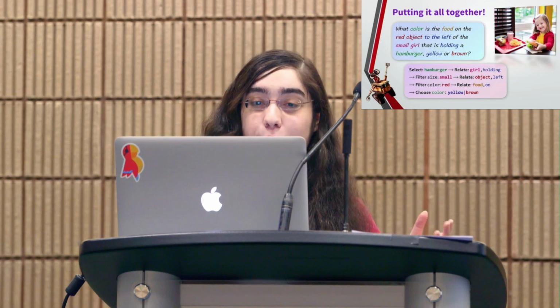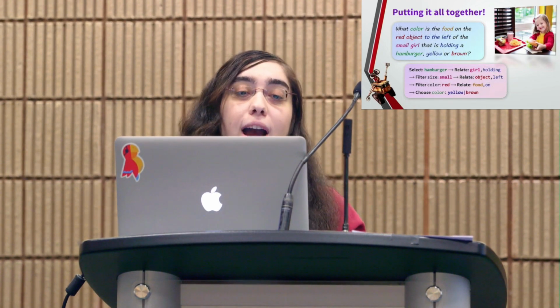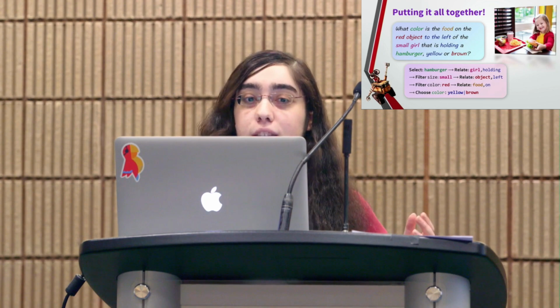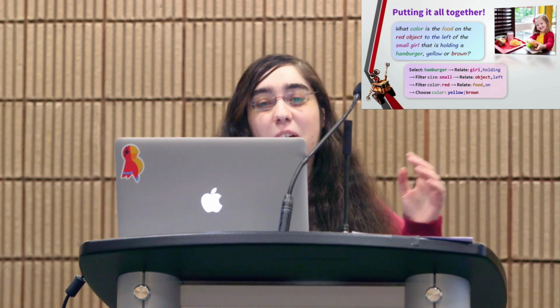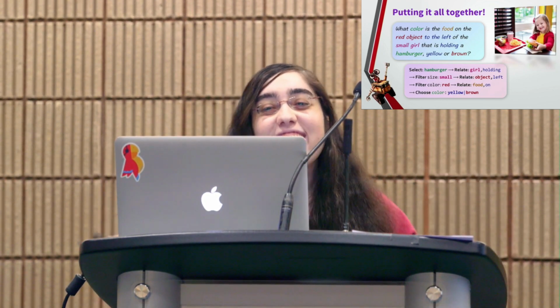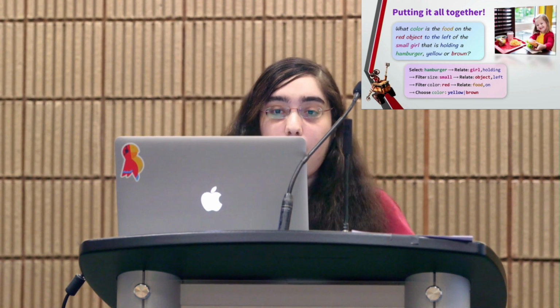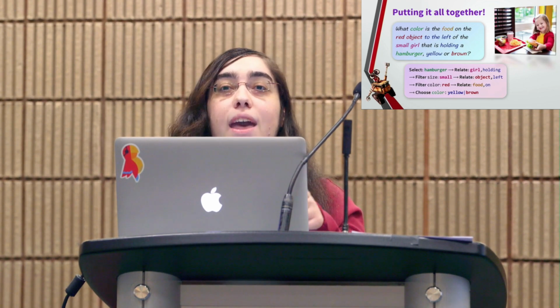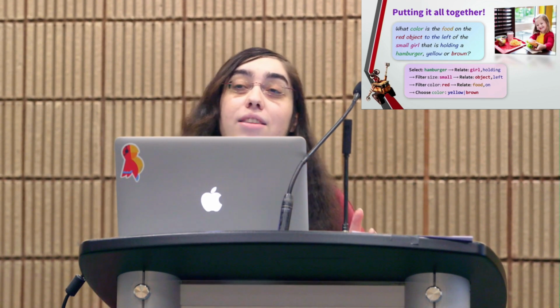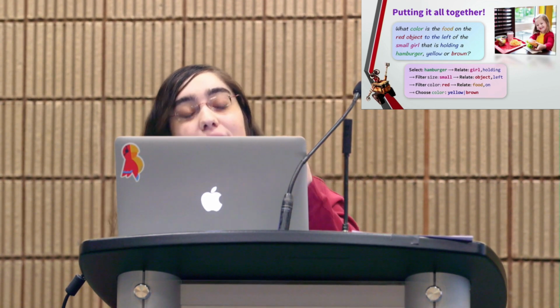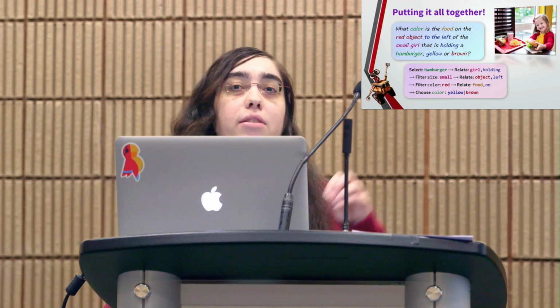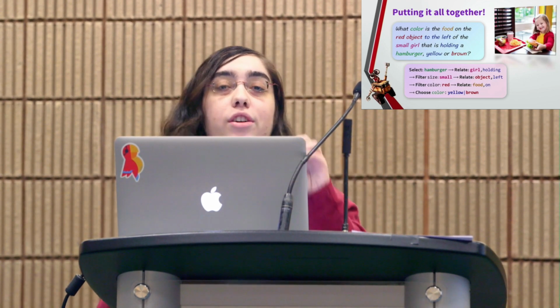And if I take this reference and plug it back in the question pattern, I get the following question automatically. What color is the food on the red object to the left of the small girl that is holding a hamburger, yellow or brown? Basically, all I ask here is whether the fries are yellow or brown. But in this form of question, models can't just guess the answer anymore. They have to really look at the image, find the objects, and track the relations in order to compute the answer.